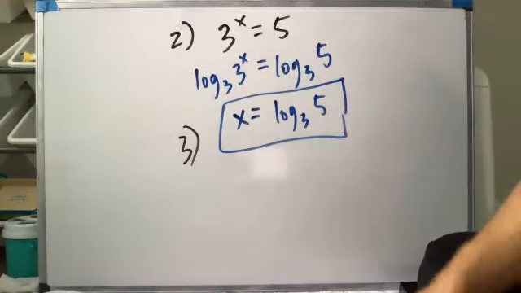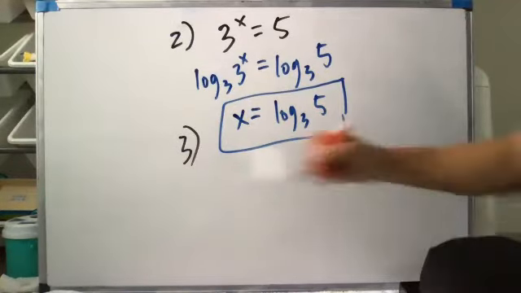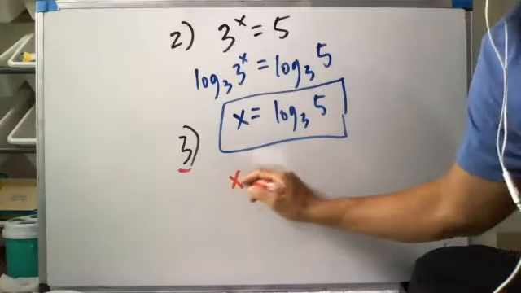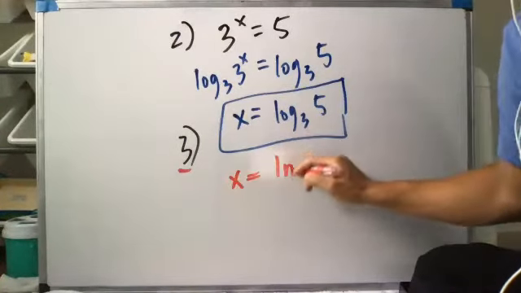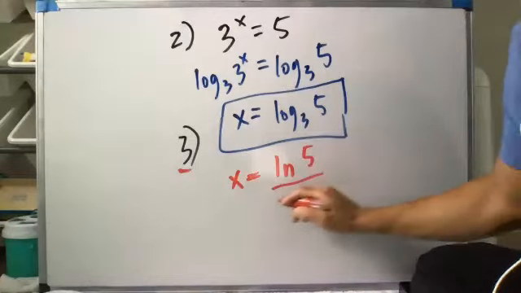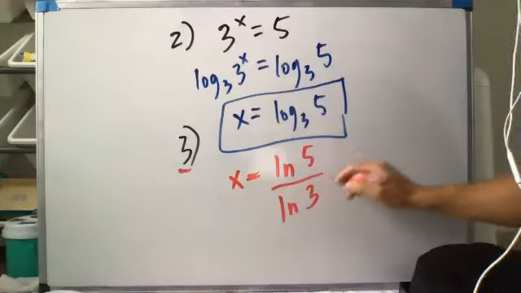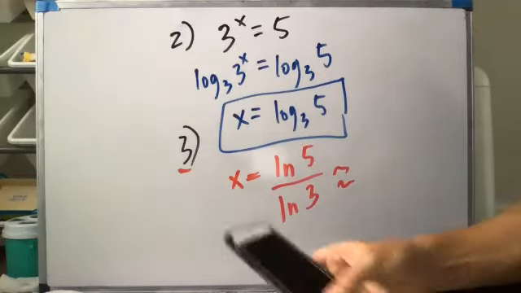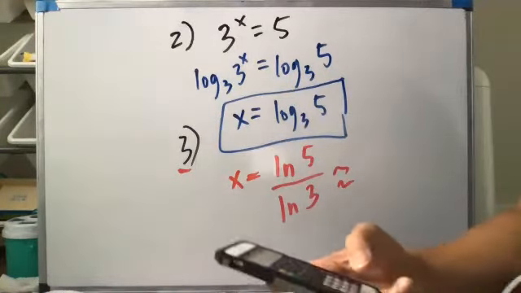Now for the answer to number 3, I'm just going to evaluate this on a calculator. So I'm going to rewrite it first with a log that I have in my calculator. So natural log of 5 over natural log of 3, and then I just plug it in. Okay, so I'm going to just plug it in my calculator here.